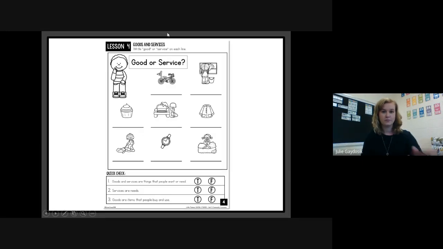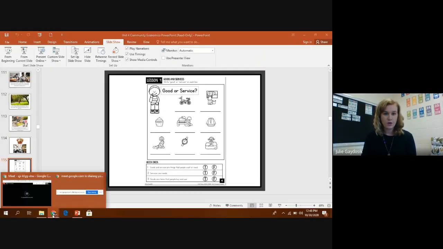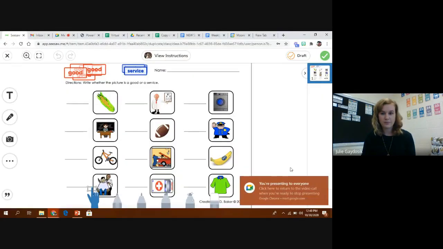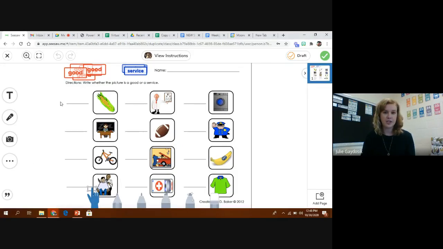Alrighty. So we are going to go over your Seesaw activity. So your Seesaw activity, all you have is a bunch of pictures. And what you're going to do is move whether that picture is a good or a service. So let's go over some together.